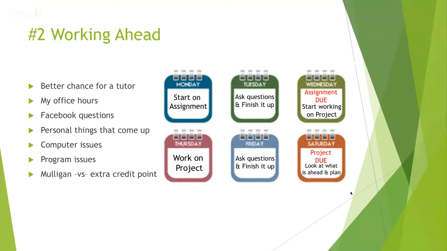And then sometimes you'll have to use your one-time-use mulligan. Now, if you work ahead and you end up not using your mulligan throughout the whole semester, that mulligan actually turns into an extra credit point. So in the grading, you already have that extra credit point. When you use your mulligan, that point is taken off. But mulligan is always a great thing.